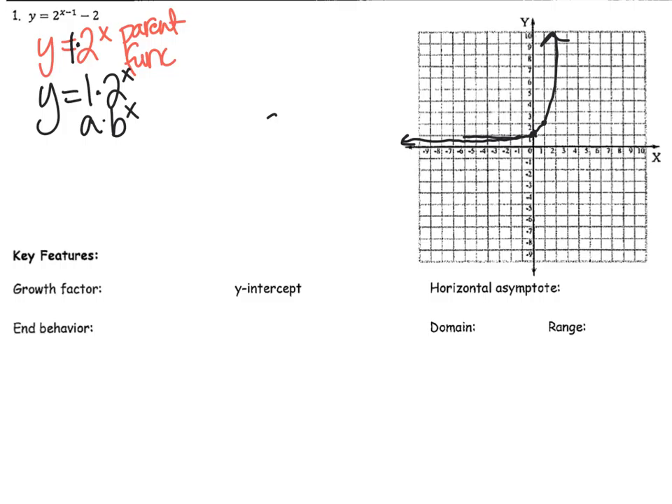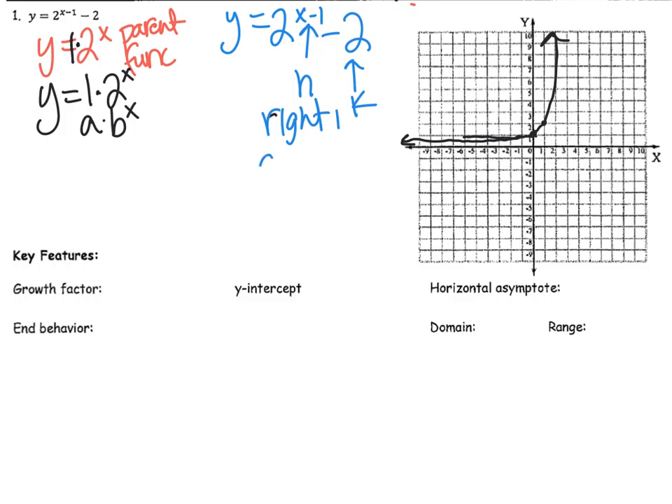Tell me what's happening with my h and my k. Here's my red. Let's do blue. X take away 1 minus 2. H, k. What's happening with my h and my k here? Right 1, up 2 or down 2. Okay, this is something I'm just going to give you. This is the table of values for a parent function. We graphed this one yesterday.